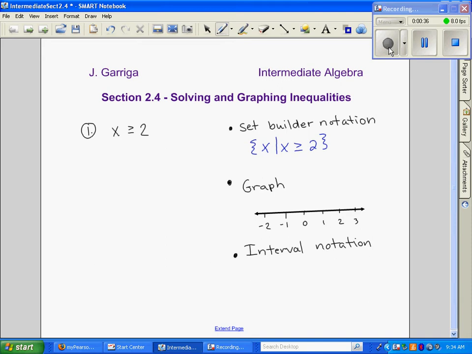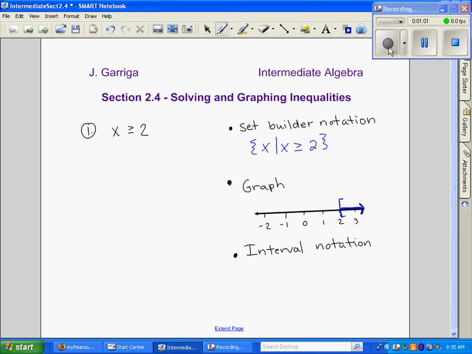Next we're going to move on to the graph. The graph of that is going to be all the values that are greater than or equal to 2. So we start at the 2 and we use a bracket to represent equal to, and we shade everything to the right of that, everything that will make that inequality statement true. So our graph looks like that.